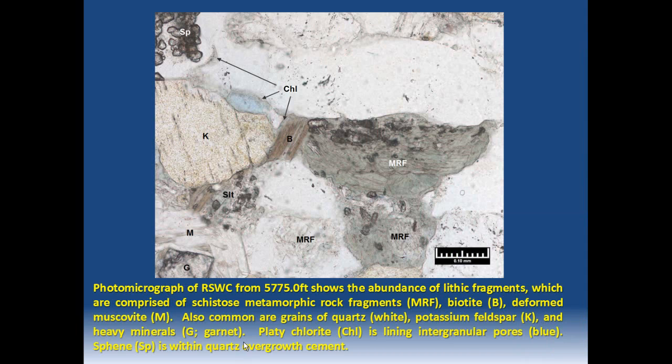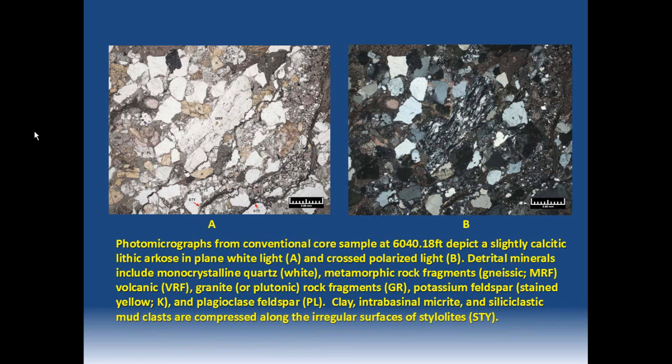A little bit closer up, here's 100 microns. Here you can see the big metamorphic rock fragments. This is a potassium feldspar. It's been stained yellow. A little bit of porosity here, and that's about it. More metamorphic rock fragments. Now the importance of this is another picture. This is in plain light. This is in cross nicols. This is a big metamorphic rock fragment right here.